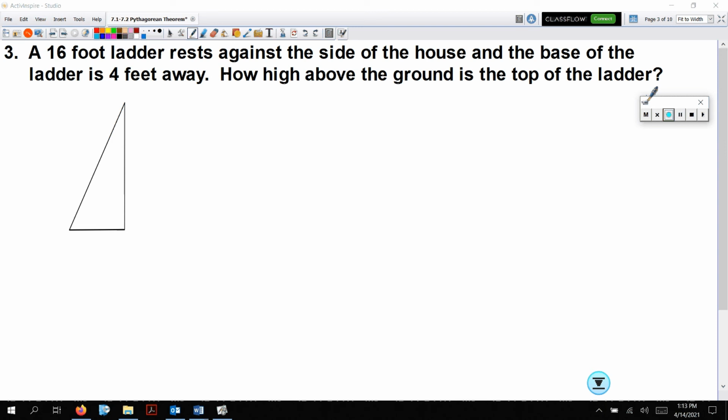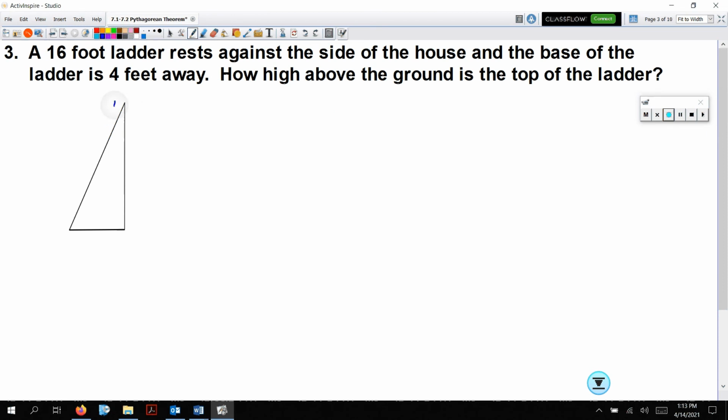Okay, so a 16-foot ladder rests against the side of a house. And the base of the ladder is 4 feet away. How high above the ground is the top of the ladder? So I have this little triangle here, okay? This triangle represents this situation. A 16-foot ladder rests against the side of a house. Well, if you've ever used a ladder before, you know we don't set them up vertically along the house. We would set them up like here.